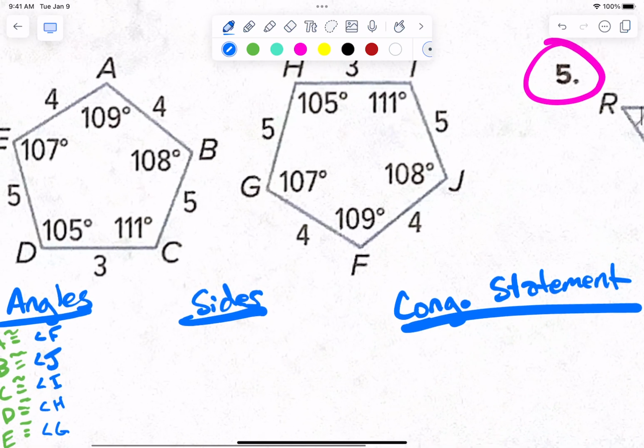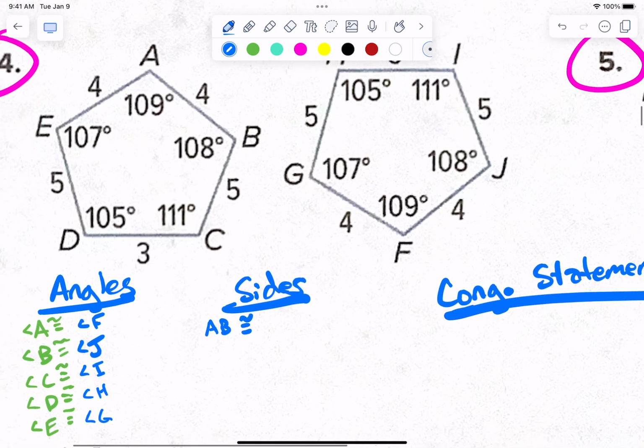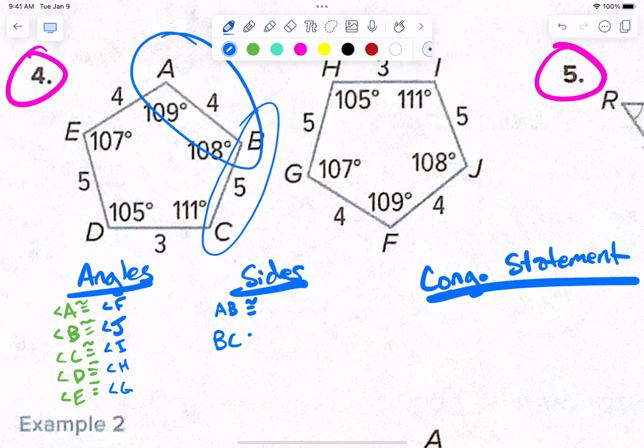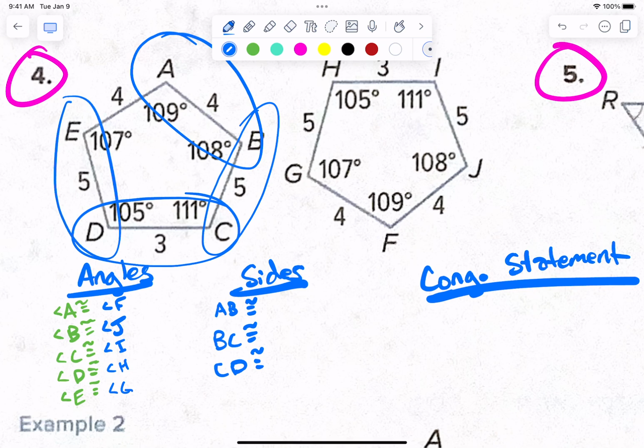So let's name a side. What's a side? Okay, let's name AB is congruent to... Hold on. Nope, we're not labeling them yet. I'm just gonna label all the sides. AB is one side. Give me another one. BC. Okay. Next. CD. Next. DE. Next. EA.